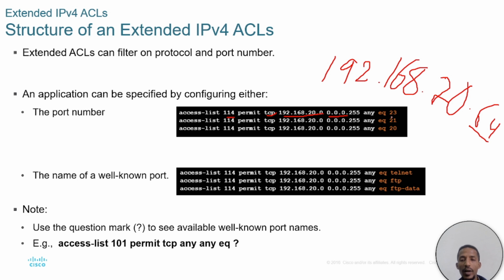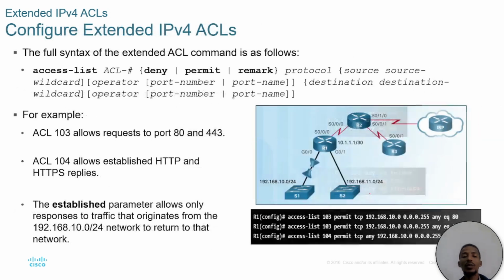So you can see here you have 23. 23 is what? Telnet. You have 21, that's FTP, and you can use either the number or the name of a well-known port. So you do know the meaning of well-known ports. So eq means equal to, it can sometimes be gt, greater than, or lt, less than something. How do we configure it?